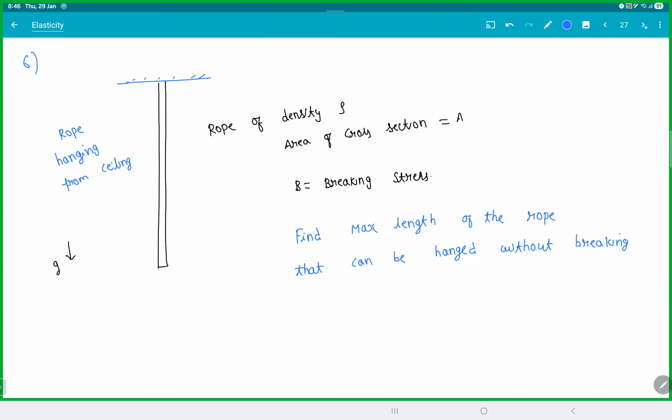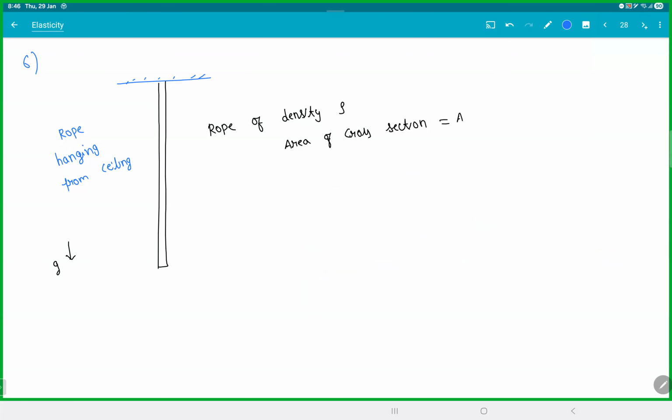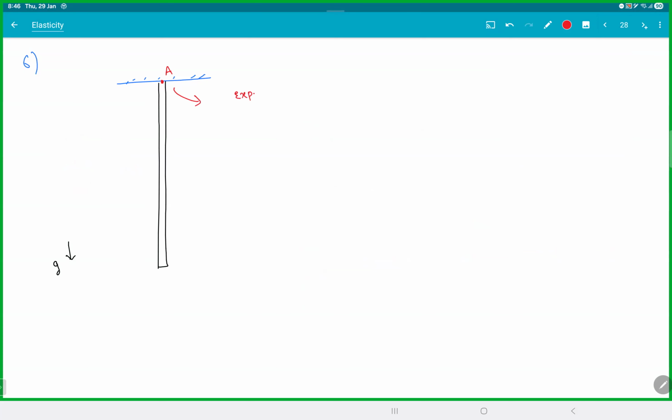So tell me one thing, which point on the wire will experience maximum stress? If you are doing a pull-up, hanging onto a wall or something, which part of your body will feel maximum stress? Your hands or legs? Your hands, right? The topmost point, isn't it? So if you're hanging, the topmost point will experience the maximum tension because of the weight. So this point here, A, experiences maximum tension. If you're safe there, then you're safe everywhere.